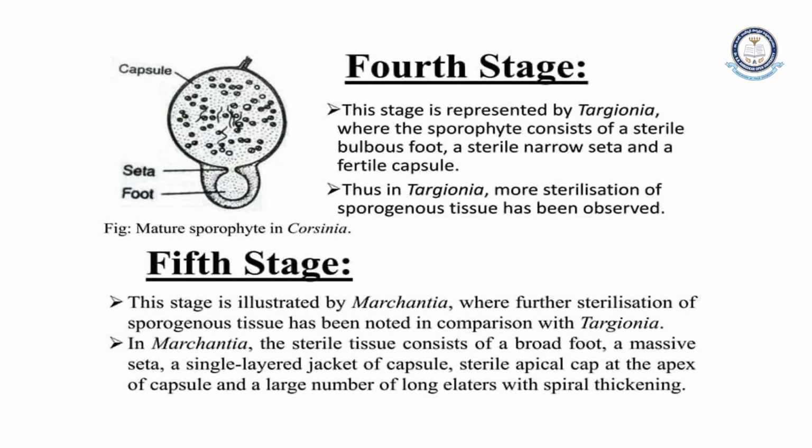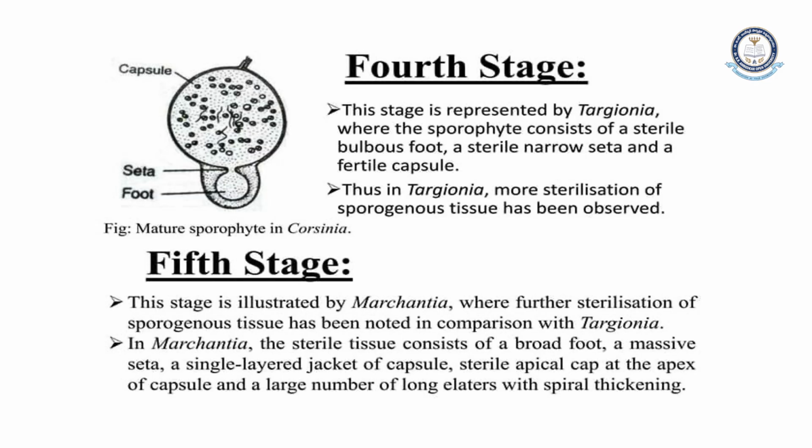You can observe the picture of the Corsinia. This is the mature sporophyte in Corsinia. You can observe in this sporophyte the bulb, this is the foot part. In this stage it consists of a sterile bulbous foot, a sterile narrow seta, and the fertile capsules. All inside, fertile capsules are present. This is the fourth stage, with the example Corsinia.